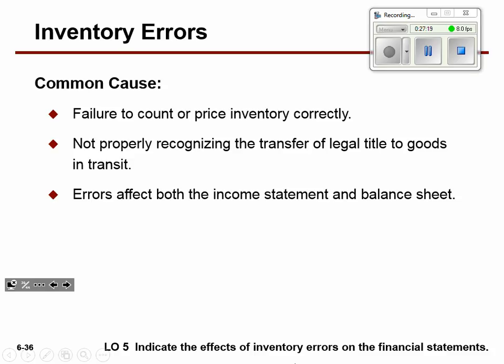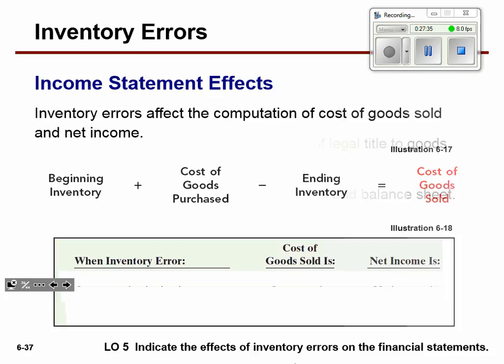Maybe you didn't recognize when goods were in transit, who owned them, you know, the shipper or the destination. Or, of course, you can have errors show up on the financial statement. So there's a lot of reasons that things can happen. Here are a few of the common inventory-based errors.